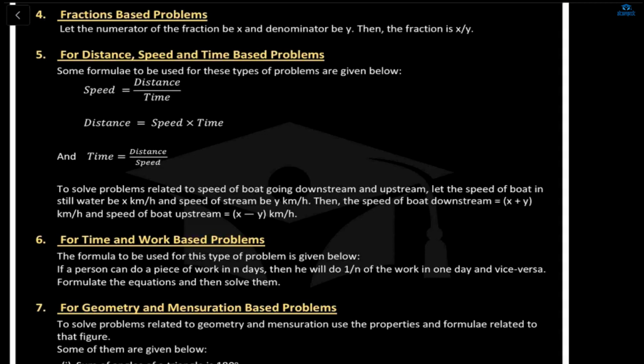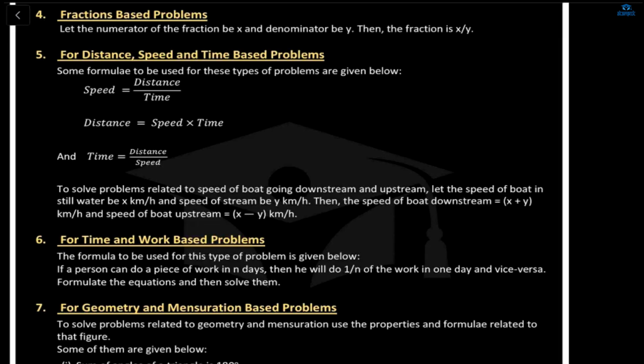Okay, so what you are going to assume: let the speed of the boat in still water, just remember this word, in still water, is x kilometers per hour. Meaning if the water is still, then this is the boat's speed, x kilometers per hour. And the speed of the stream, the speed of the river, the speed of the water, you take as y kilometers per hour.